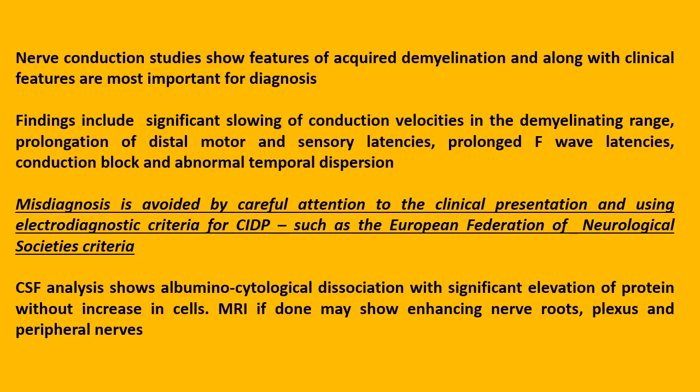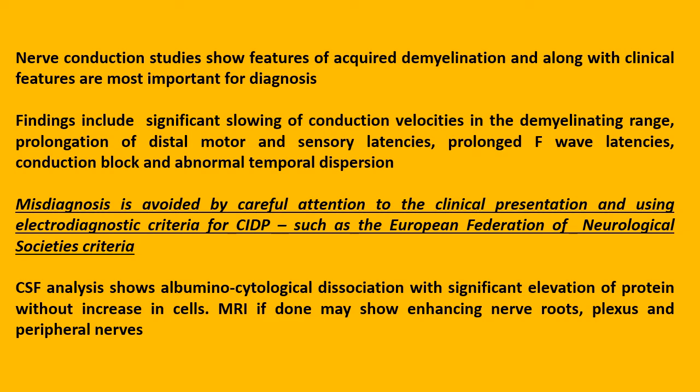Nerve conduction studies show features of acquired demyelination and, along with the clinical features, are most important for diagnosis. Findings include significant slowing of conduction velocities in the demyelinating range, prolongation of distal motor and sensory latencies, prolonged F-wave latencies, conduction block, and abnormal temporal dispersion. Misdiagnosis is avoided by careful attention to the clinical presentation and using electrodiagnostic criteria for CIDP, such as the European Federation of Neurological Societies criteria.